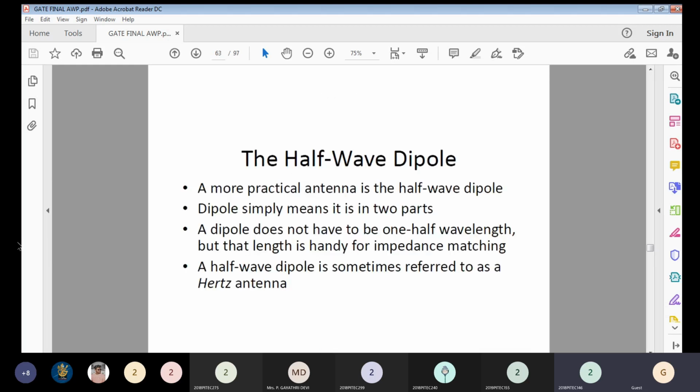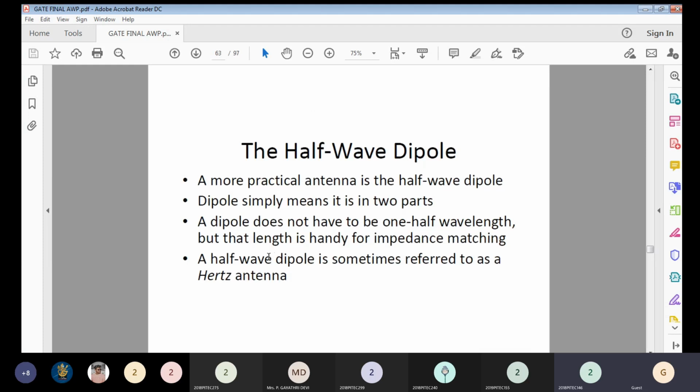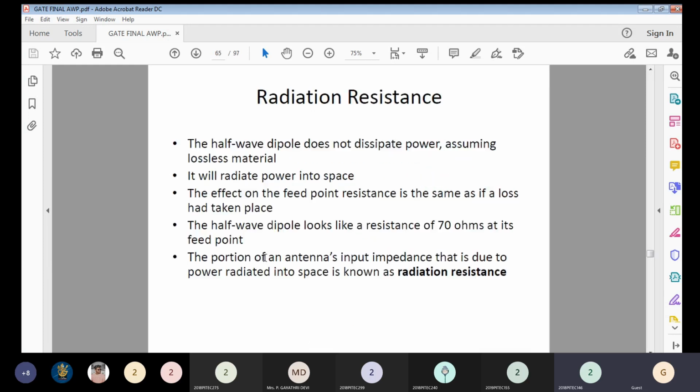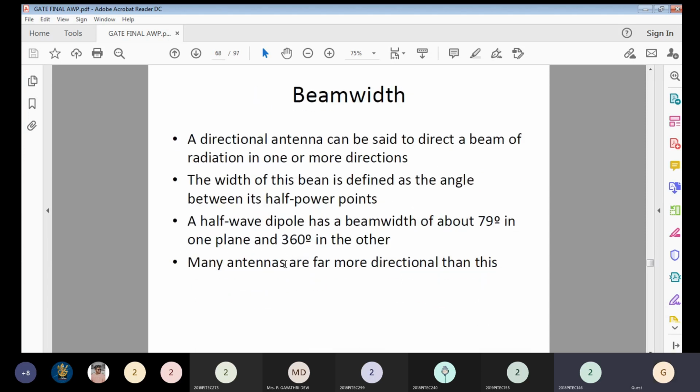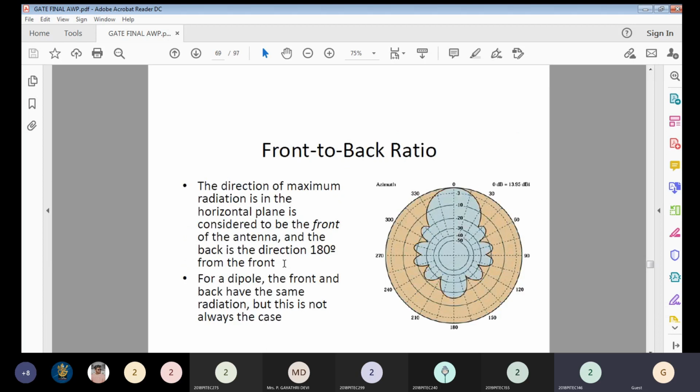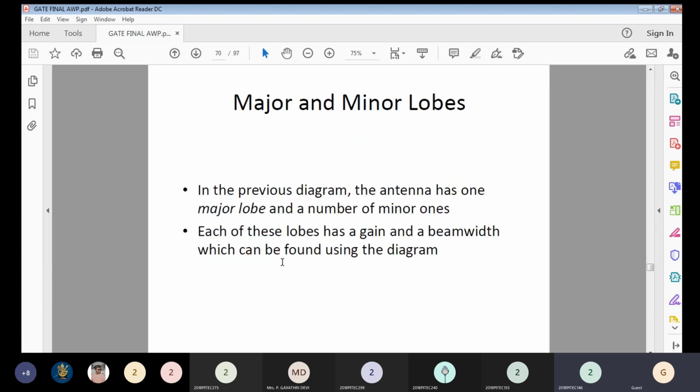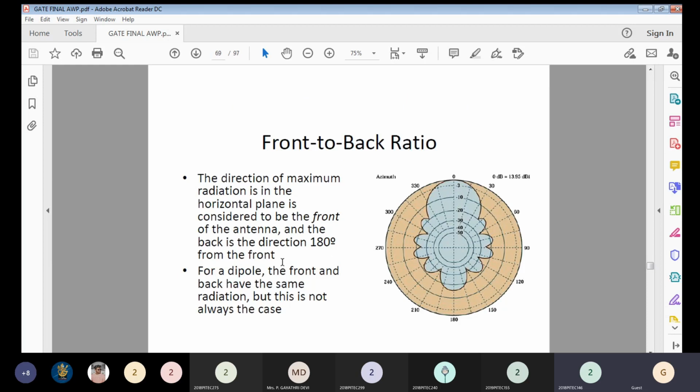Now, the half wave dipole we will see later with the help of this concept. We also discussed radiation resistance, radiation pattern, gain, directivity, and front to back ratio. It's very important. The FBR, front to back ratio, is given by the power radiated in the desired direction.